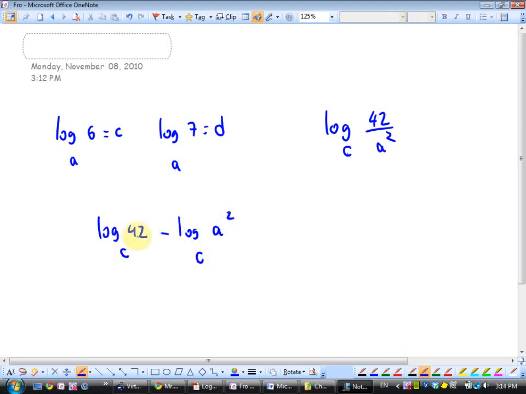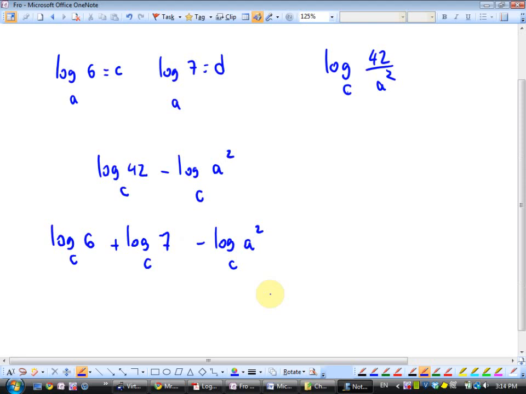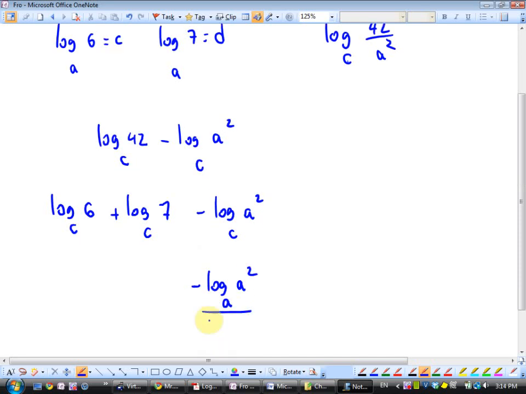And I would say, you know what, 42. What's 42? That's 6 times 7. I think this is actually the log base C of 6 plus the log base C of 7 minus the log base C of A squared. What base would I prefer to write this in? Base A. I would rewrite this as base A. This is going to be the log base A of A squared all over the log base A of C. This one is kind of nice because I can move the 2 to the front, and I'll have the log base A of A with a 2 in front of it. What is the log base A of A? Well, in fact, this whole thing just works out to 2 over the log base A of C.